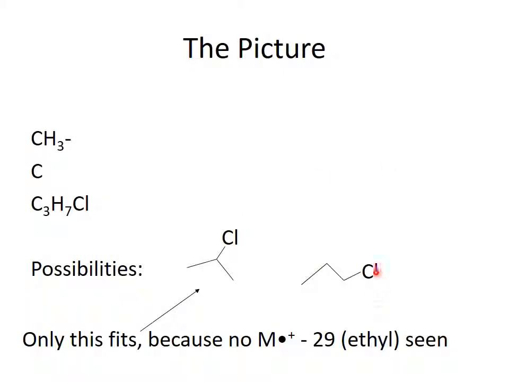Likewise, if we had a propyl 1-chloropropane, you would see this part being cleaved and an ethyl free radical being lost. There was no major peak of an ethyl free radical, so this one's not likely to be the structure.